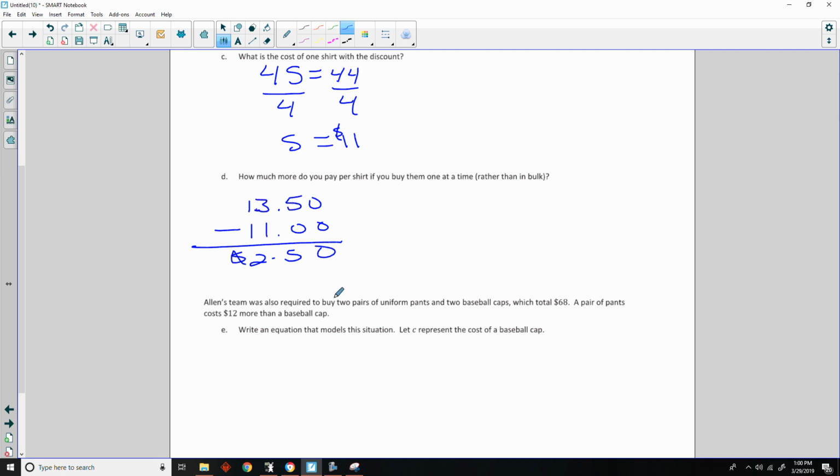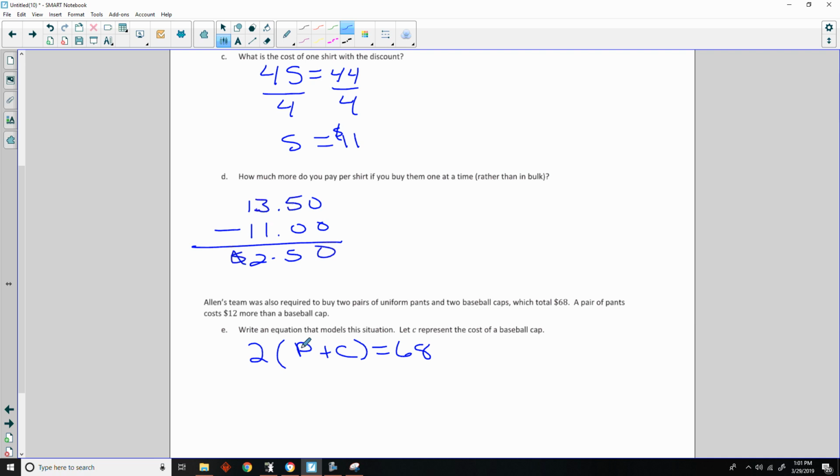Alan's team was also required to buy 2 pairs of uniform pants and 2 baseball caps, which total $68. A pair of pants costs $12 more than the caps. Write an equation that models this situation. So you're buying 2 of each, so you can break this out. So 2 pants plus caps equals $68.